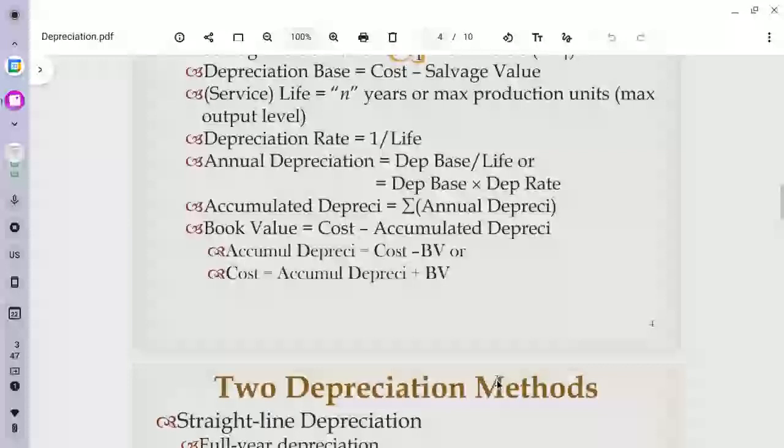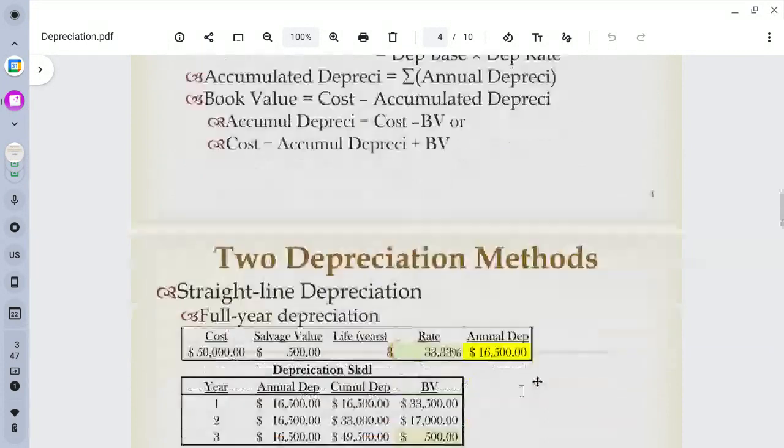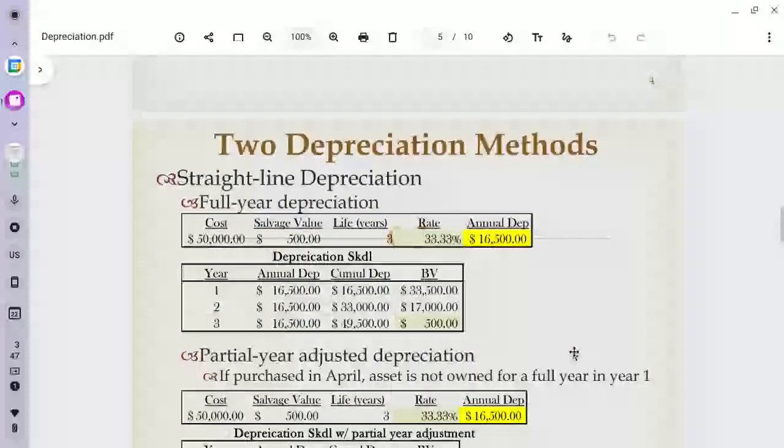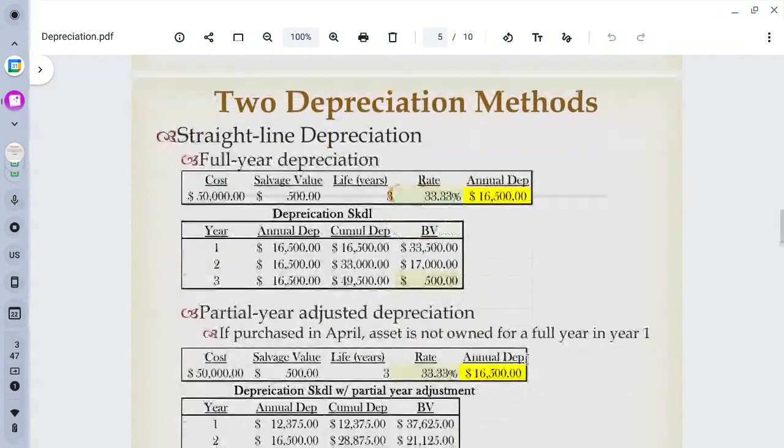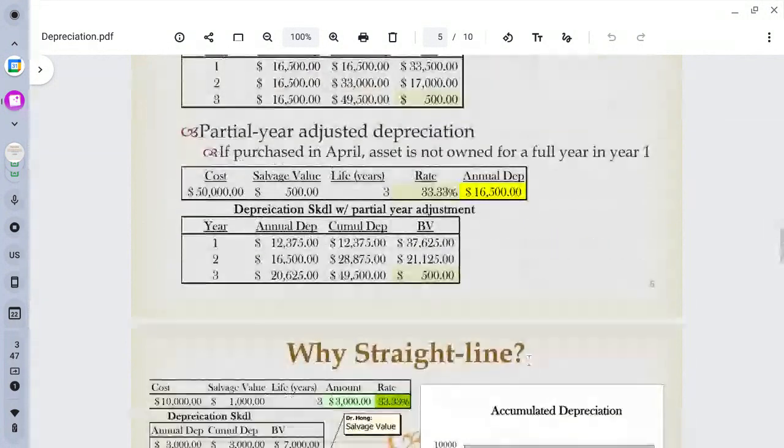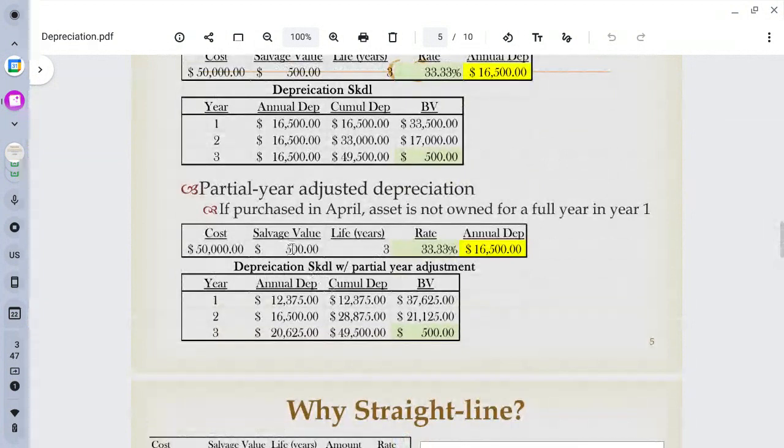So far, we've been assuming that the asset was purchased at time zero, in other words, January 1st of that year, and held until the end of December 31st of the last year. In other words, it's been assumed that the asset was held for a full year every year. But that's not necessarily the case, because think about it, nobody buys assets exactly on the first day of January, right? And here's the example.